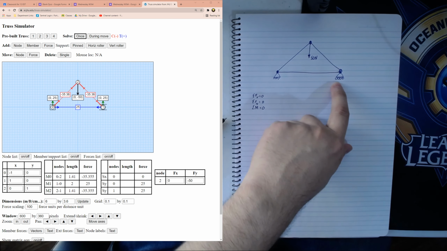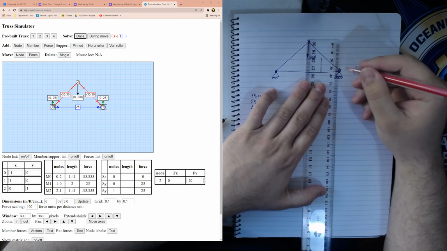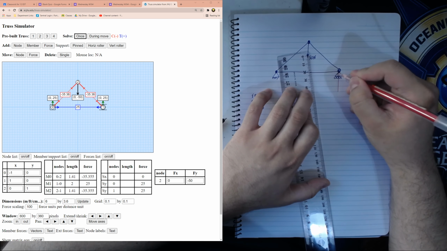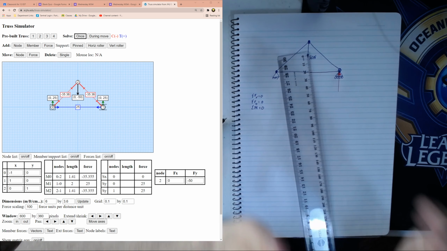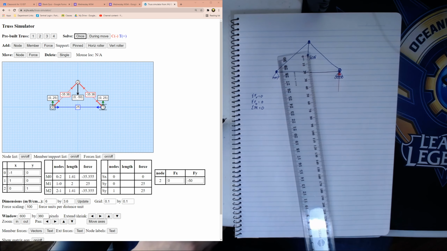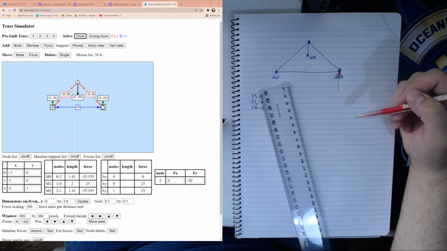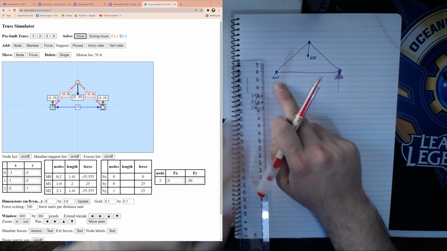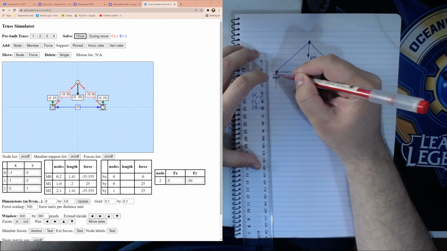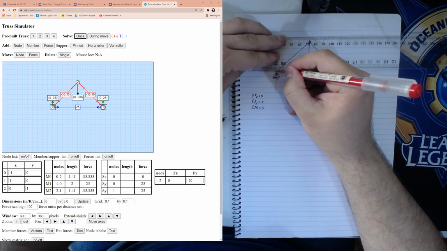Do I have a ruler? Oh, I do. Nice. We have this rolling support over here. We know that this is going to have a force that's going to be either vertical or horizontal. So it's going to be vertical. We just don't know whether it's going to be vertical up or vertical down, but we know it's going to be a vertical force, so we're just going to draw it as an arrow going vertical. This over here is a pin support, so we know this one is going to have a force going vertical, but it also could have a horizontal force.